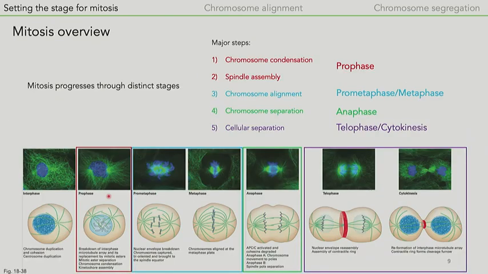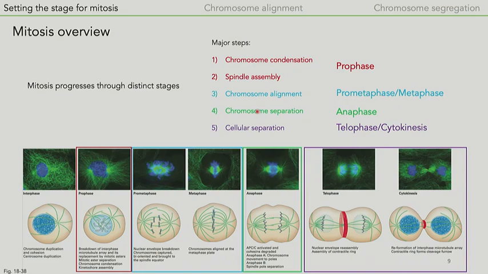So here are the key stages of mitosis that we'll be talking about. Once again, just to remind you, interphase refers to the three previous steps, G1, S, and G2, as the cell is preparing itself to undergo cell division. And then we'll treat each of these separately. But once again, these are the five key things that have to happen during mitosis. The chromosomes will condense and the spindle will begin to assemble in what's called prophase. The chromosomes will begin to align in prometaphase and will be fully aligned by the end of metaphase.